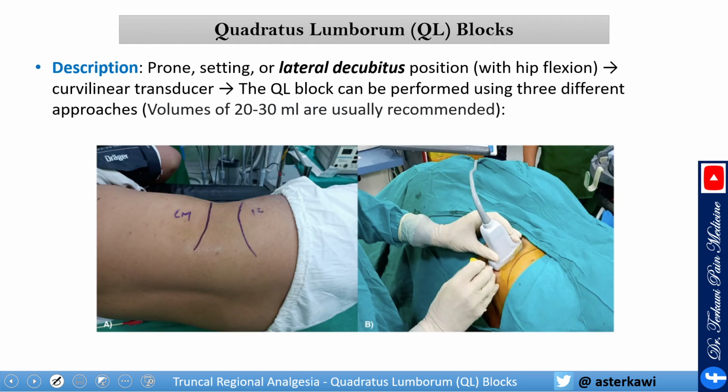So how do we do this? We can do it in prone or sitting, but it's easier to do it in the lateral position, as you see in these images. It's also easier if you flex the hip a little bit, and you may or may not support the flank from the other side based on whether your patient is thin or obese. Then you use a curvilinear transducer for this block, and this block requires a good volume, anywhere between 20 to 30 mL, to make sure you spread and cover all these levels.